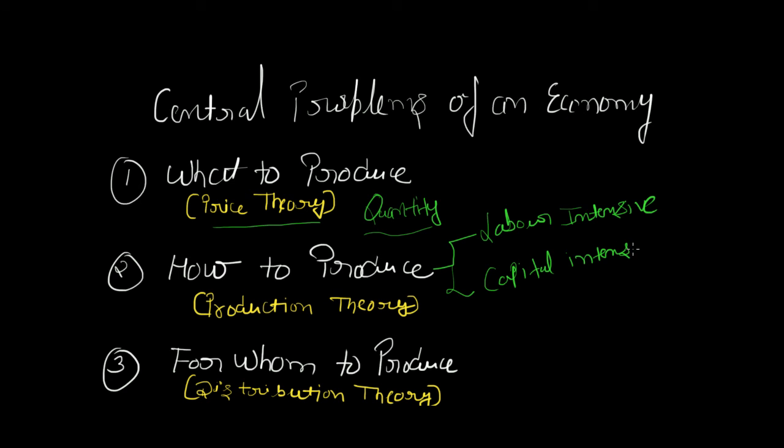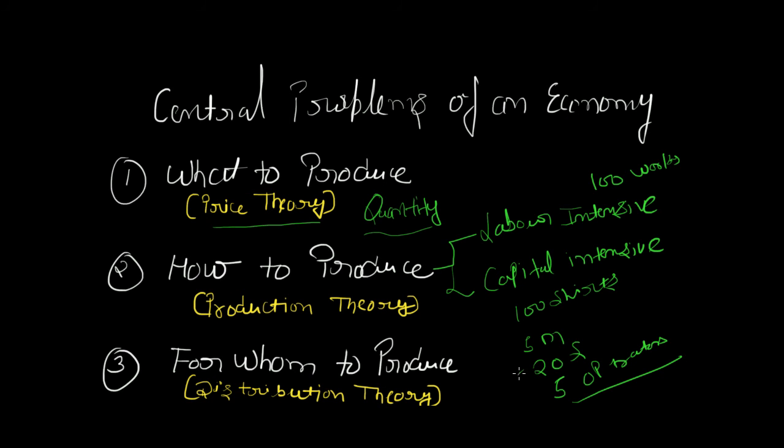Capital intensive technology would give you an option that if you are to produce 100 shirts, maybe you need to just have 5 machines, and each machine will make 20 shirts a day, and you just need 5 operators. So this is the difference. In labor intensive technology, you were required to employ 100 workers. Over here, you just need 5 operators, 20 shirts made by each machine, and you have 5 machines, and that would be 100 shirts. So these are the two options that you have: labor intensive technology and capital intensive technology.